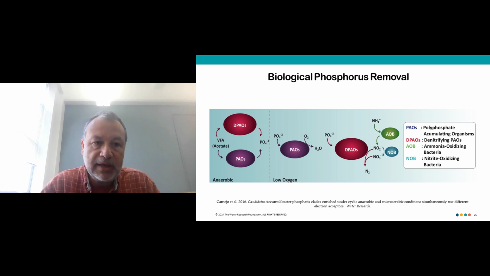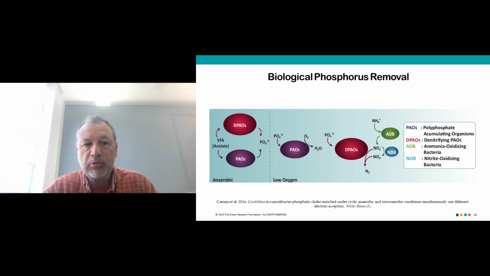Phosphorus removal, enhanced biological phosphorus removal. We know that when we cycle activated sludge between anaerobic and aerobic conditions, in this case, low oxygen conditions, there are these organisms that we generically call PAOs, polyphosphate accumulating organisms, or DPAOs, denitrifying polyphosphate accumulating organisms, who are playing a role in these treatment plants.